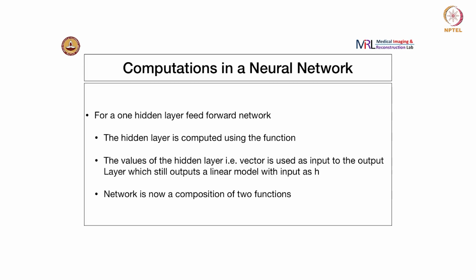Okay, so for a one hidden layer feed forward network, the hidden layer is computed using a function. We'll see what that function is, and the values of the hidden layer, which is basically another vector, are used as input to the output layer, which eventually outputs only a linear function of the h of the hidden layer, and we treat that as the output, and then we do all sorts of training using that. Now this kind of network is a composition of two functions. So let me illustrate that.